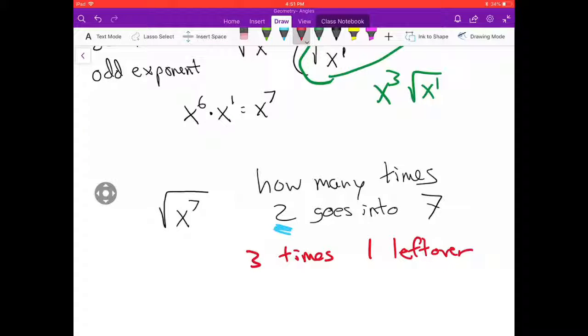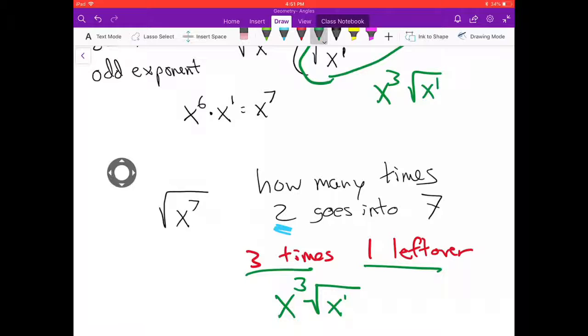So with that, I can write out the exact same thing. It goes in 3 times evenly, so that goes on the outside, and the leftover is what's going to go on the inside. So you can use either of these two methods to simplify an odd exponent, but you definitely have to know how to do one or the other. So this is going to wrap up this video.